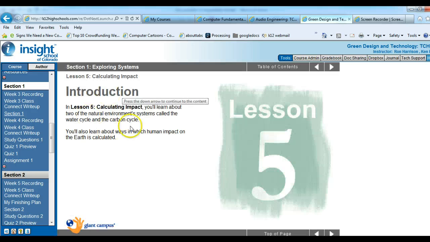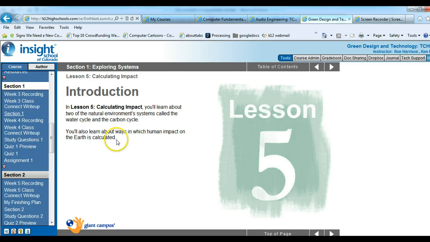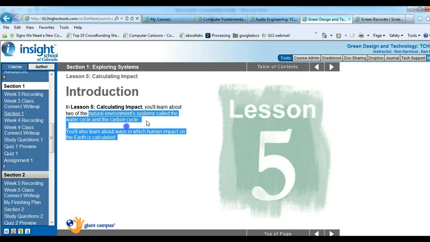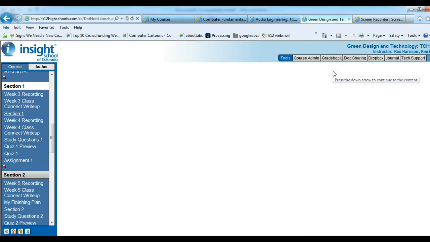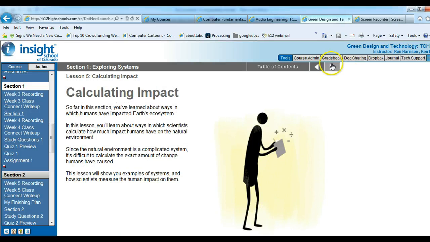So the topics here, you'll learn about two of the environment systems called the water cycle and carbon cycle, and you'll learn about ways that man impacts the earth. So those are the main topics right in there. So calculating your impact, or how do you figure out what impact or what effect you're having on the environment and ecosystem? Well, let's figure this out.